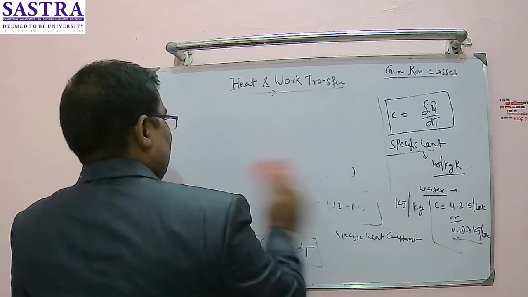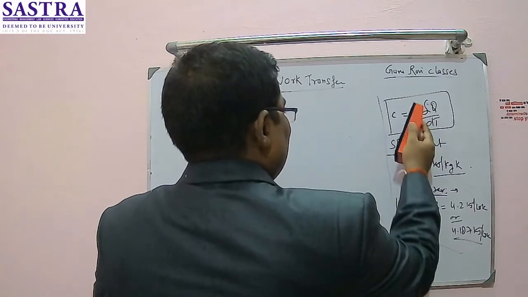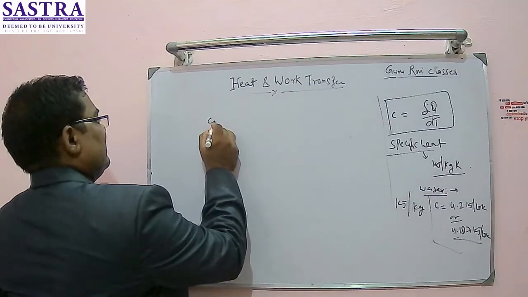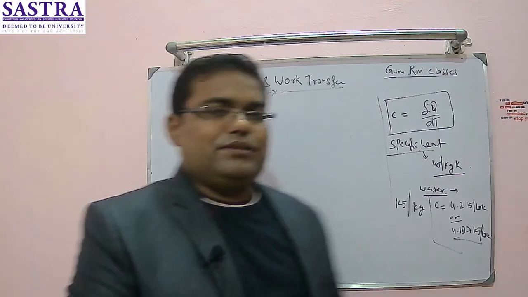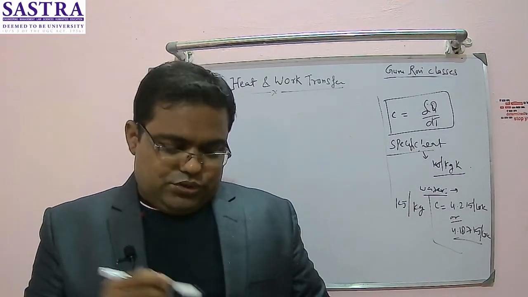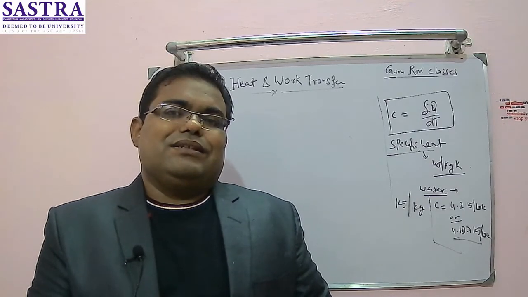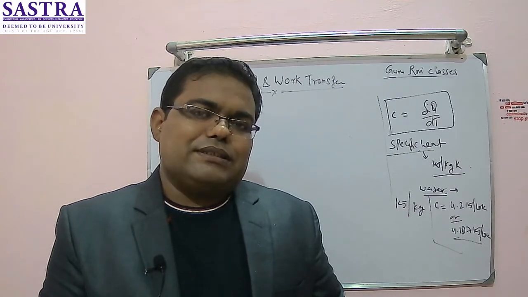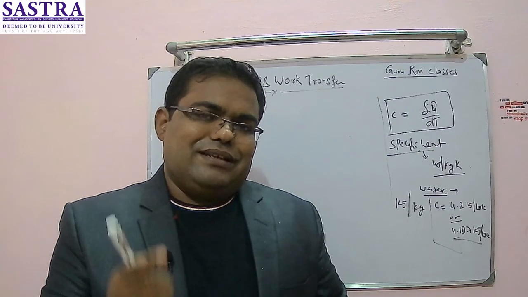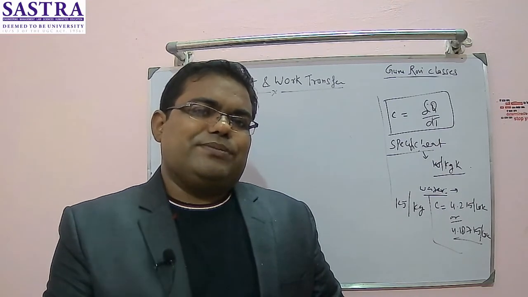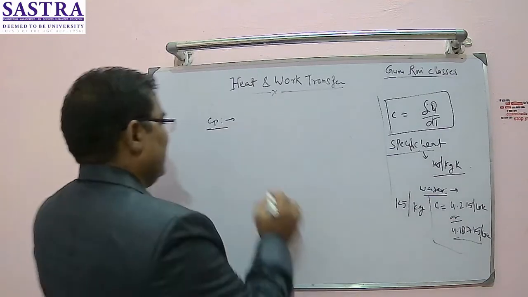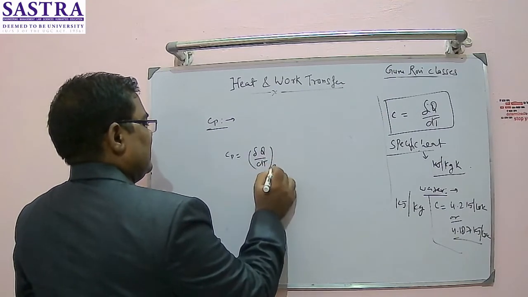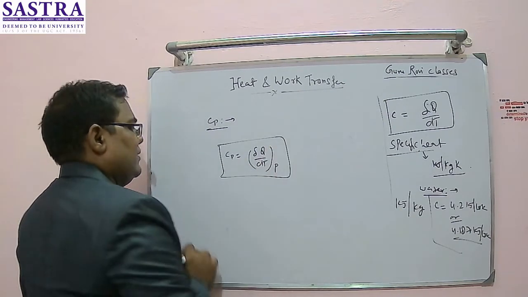We can define this with very simple mathematics, like what we used there. Specific heat at constant pressure, denoted by Cp, is the amount of heat transfer to a unit mass of substance to raise its temperature by unity when the process is taking place at constant pressure. Such heat transfer is known as specific heat at constant pressure. So Cp is equal to dou Q divided by dT at constant pressure.